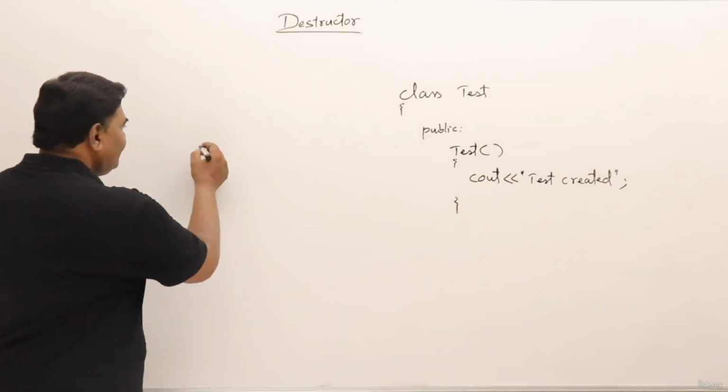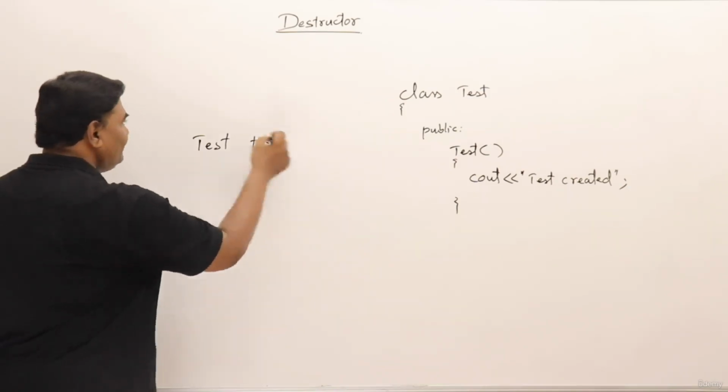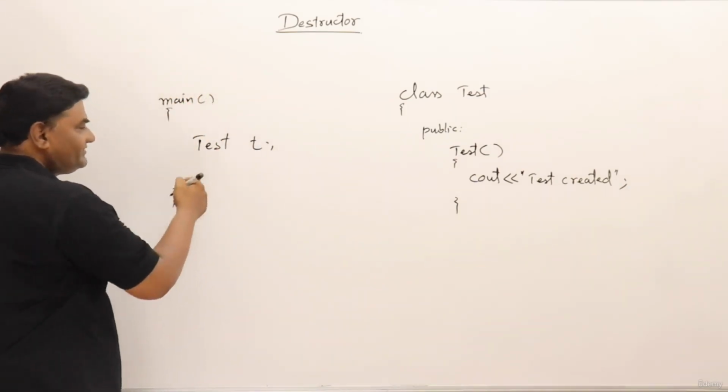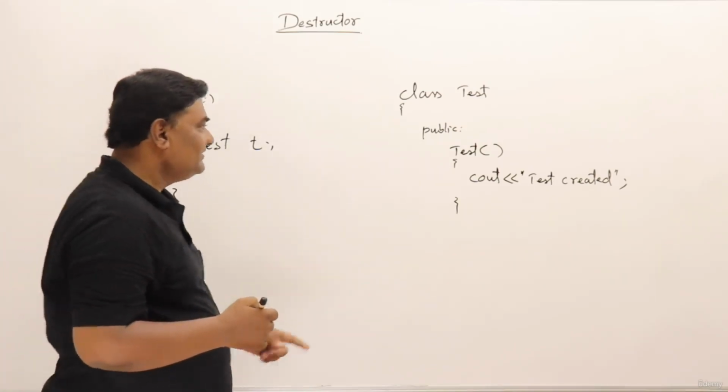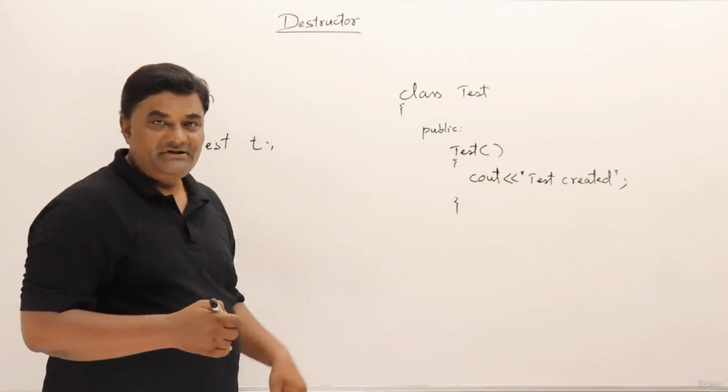So I have written a constructor. We know very well that whenever we are creating an object of class test, that function will be called, right? That function will be called inside main function. Suppose I am creating an object of that one, this function will be called. So what will be displayed? Test created will be displayed.